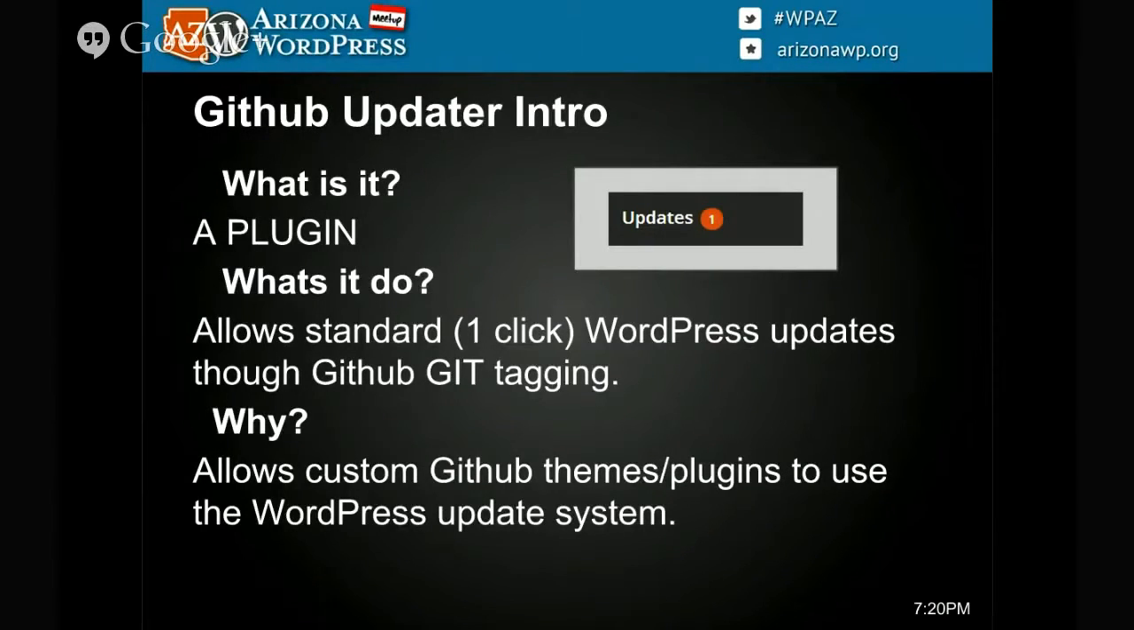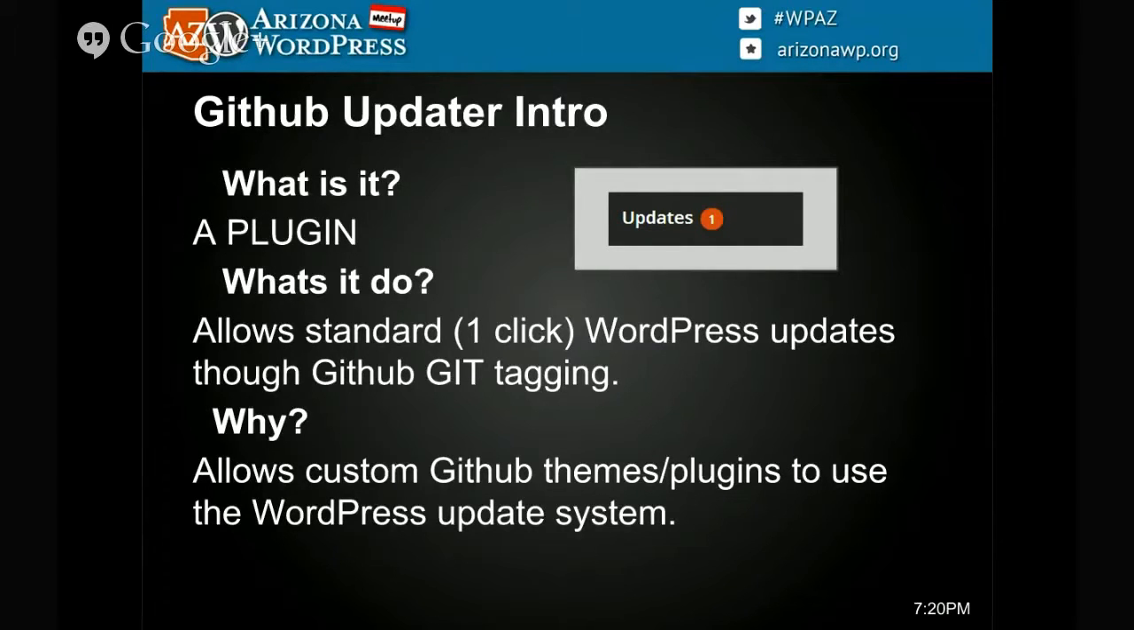Where to start? So this presentation is about a plugin for WordPress that helps you develop other plugins for WordPress. This plugin is called GitHub Updater. What is it? It is a plugin. So you'll install it. You'll see it in your plugins with all of your other plugins.